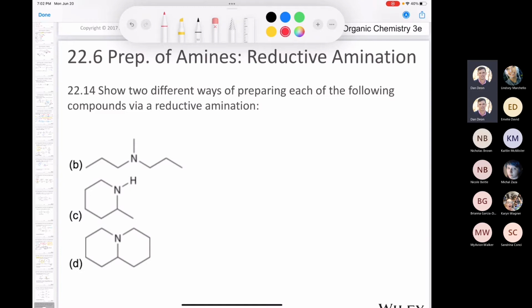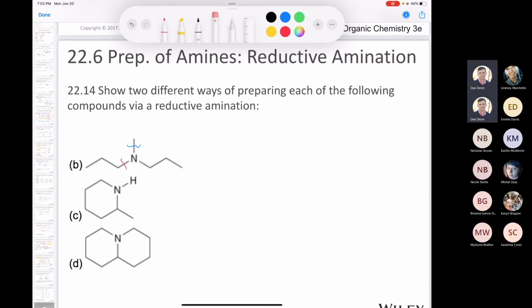There we go. So let's say you wanted to make 22.14 and you wanted to make this compound via reductive amination. Well, there's a couple of ways you could do it. You could imagine breaking this bond here, okay? Or you could imagine breaking this bond here. You could imagine putting the methyl group on or the propyl group on. Let's start with the propyl group. We'll make it interesting. If you wanted to put the propyl group on, what would you do?